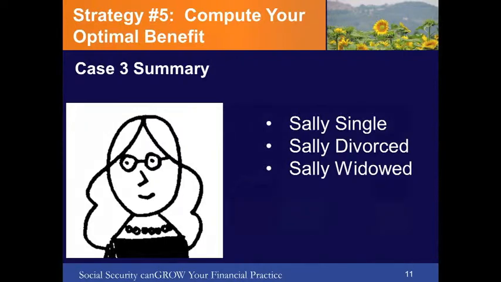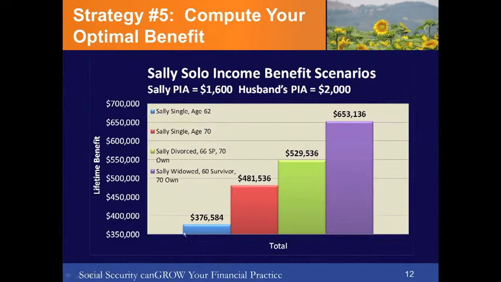So we've got a case here, for example, we call her Sally. If Sally were single and claimed at 62, she would receive a certain dollar amount. If she waits till age 70, based on her longevity, it's higher. If Sally's divorced and she effectively utilizes spousal benefit, switches to her own benefit at 70, even a bigger number. If she's widowed, collects her survivor benefit at age 60 and then toggles or switches to her own benefit at age 70, it's even a bigger number. And this is dependent upon each of those couples, Sally's primary insurance amount being $1,600 and her husband's PIA being $2,000.